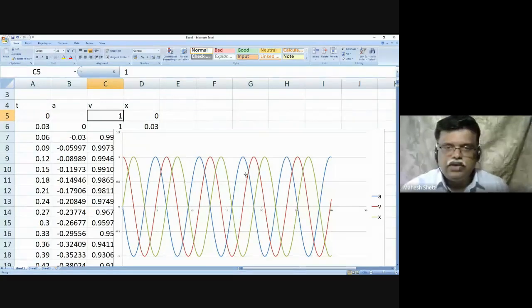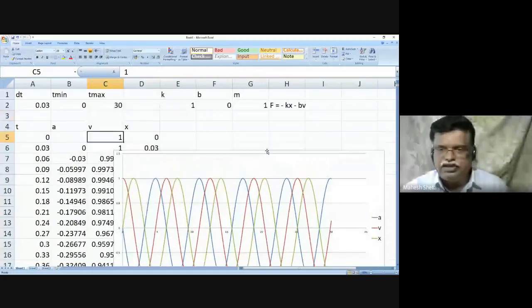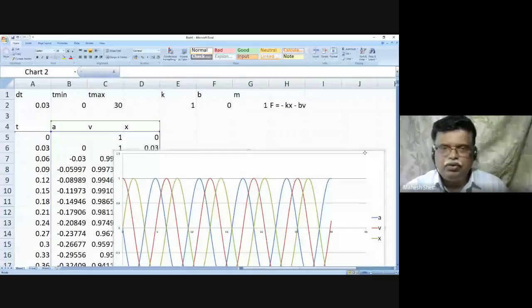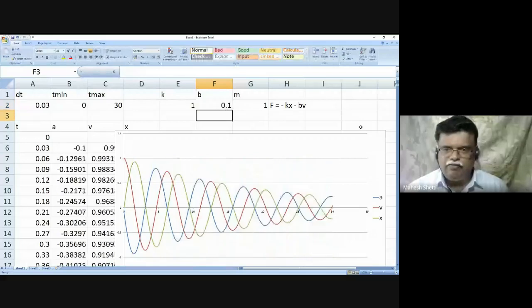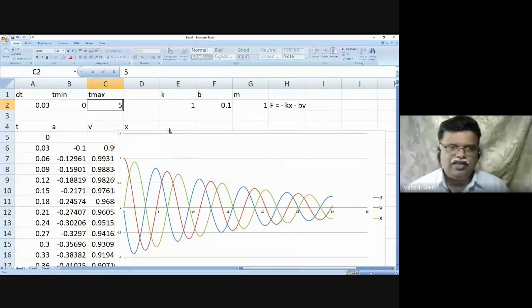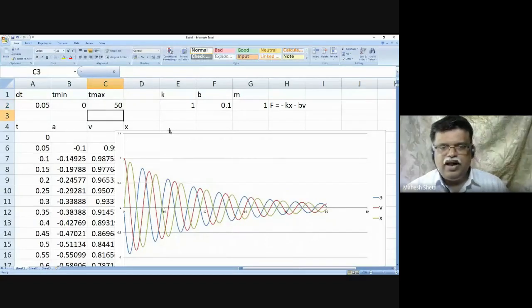Now I will go for damping conditions. Okay, so let's suppose there is a small amount of damping. So I make it 0.1 damping. And you see that the entire oscillation has started damping. If I take more iterations, say I go for T max equal to 50, you realize that the amplitude is falling exponentially, I mean, in a logarithmic way.